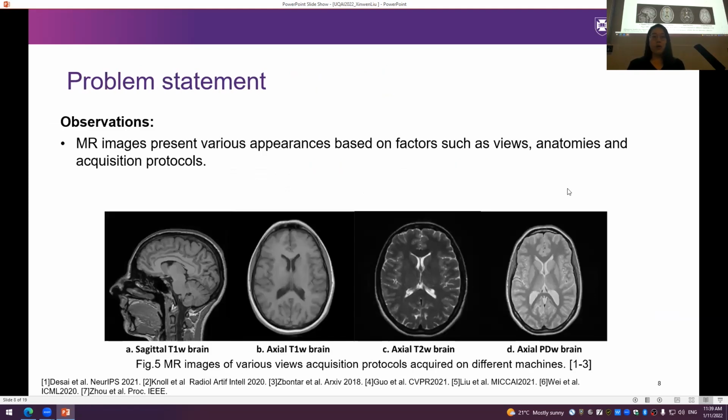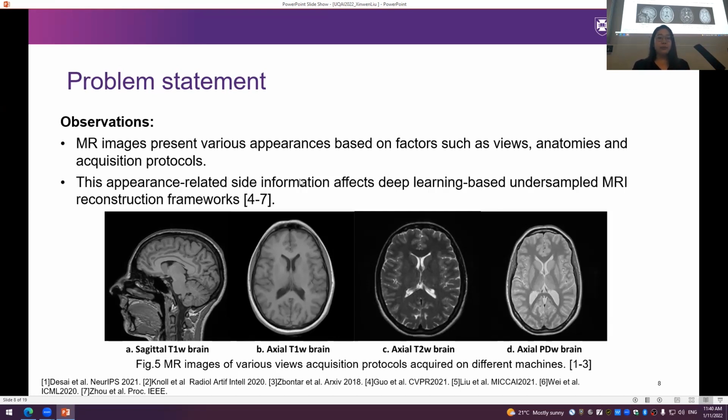And then in our work, we found that MR images actually present various appearances based on factors such as views, anatomies, and acquisition protocols. For example, in the image I show here, A and B are both brain images, but you can see from different views, like a sagittal view and an axial view, they present in different styles, in different appearances. And so that's the pair B and C here. Although they are all axial images, they can present different contrasts. Like B is brighter, while C here is a T2 weighted image, in a different contrast.